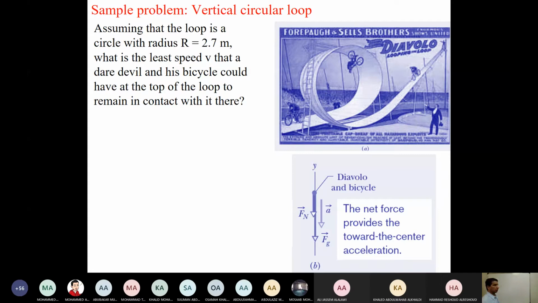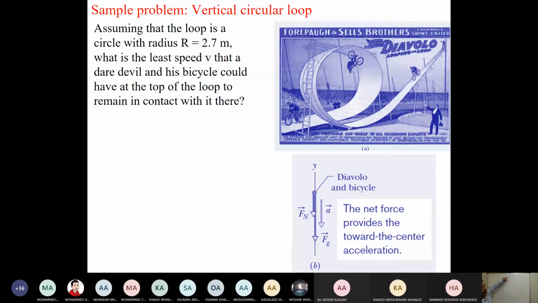Okay. So let me draw this diagram and pay attention here. Let me know if you don't understand this point. He is coming in with the bicycle and he is going upside down. So there is this bicycle, okay, and there is the person, okay.